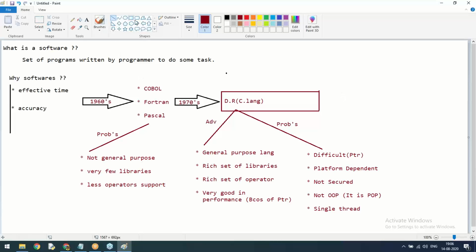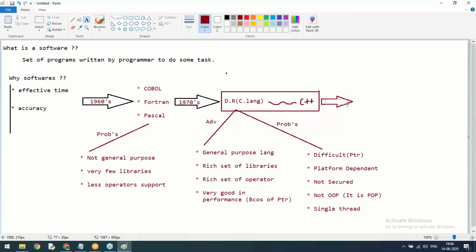From 1970 till where, sir? 1995. Sir, 70 to 95, how many years? 20-25 years. The whole market was ruled by what, sir? C, and in between you got one more language called C++. C++ was used. Fine. But in 1995, what happened?